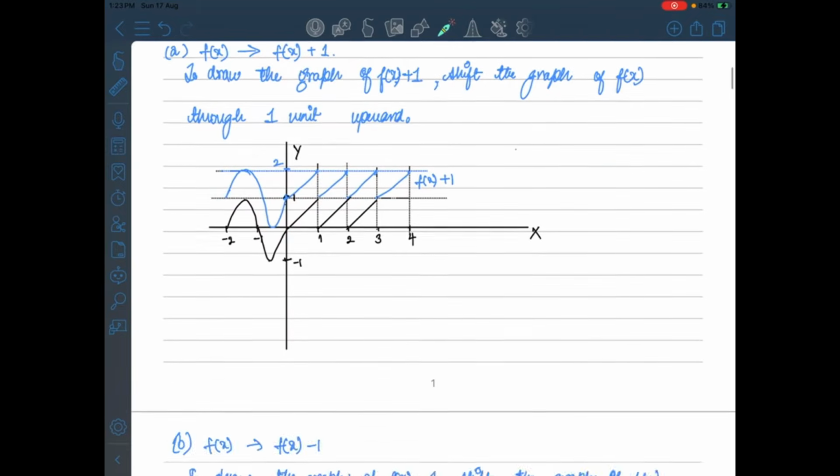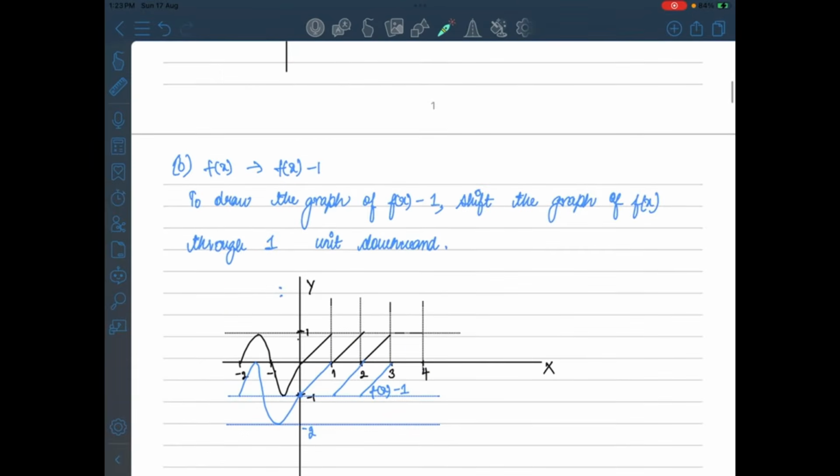Now I think you got an idea how to do f of x minus 1. Earlier, let us say y was at 1, for example. Now y will become 0. So we will move it 1 unit downwards. And this is how the graph looks. It's pretty easy over here.